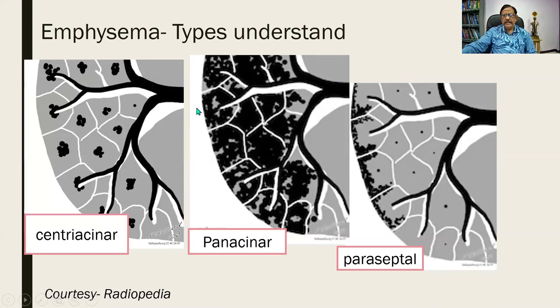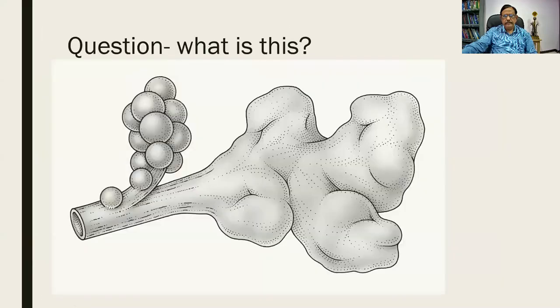Pan-acinar, the entire acinus is affected. And in paraseptal, you find air enters the septal spaces, and it is called paraseptal emphysema. Centri-acinar, pan-acinar, paraseptal.